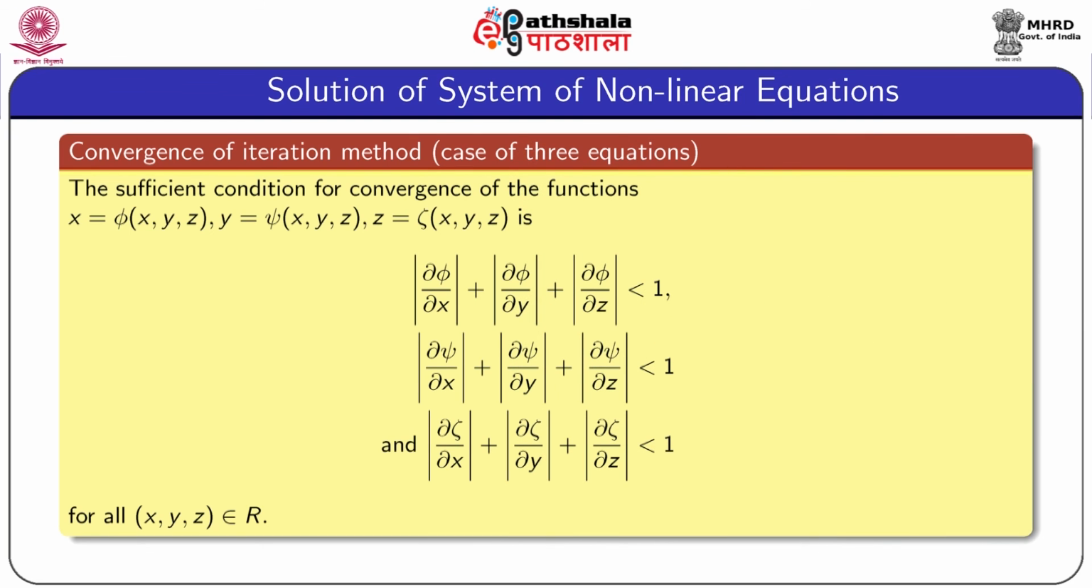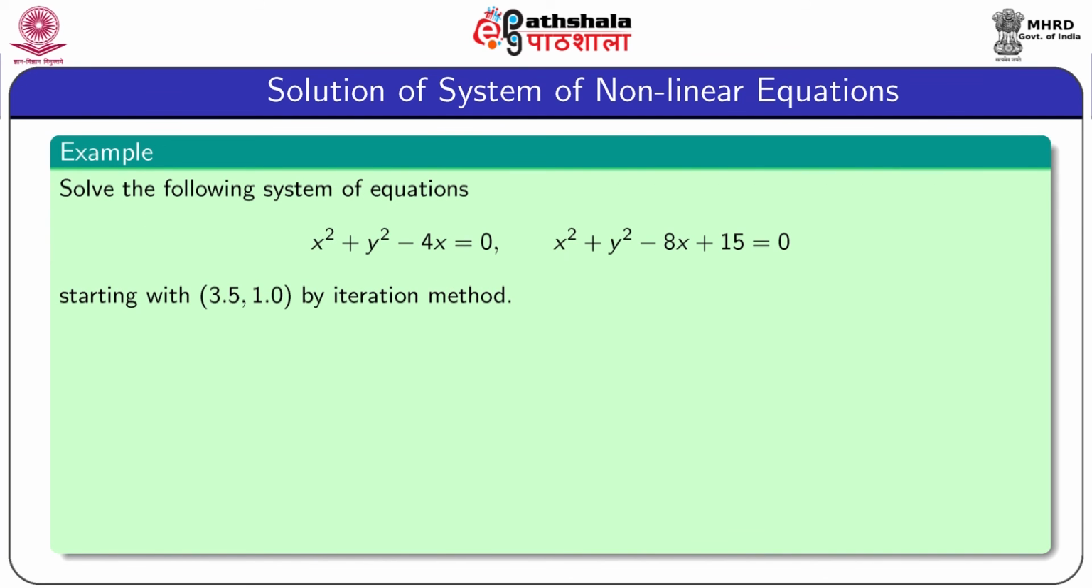In case of 3 variables, the sufficient condition for convergence of the functions x equal to phi of x, y, z, y equal to psi of x, y, z and z equal to zeta of x, y, z is that the absolute value of the first derivative of phi with respect to x plus the absolute value of the first derivative of phi with respect to y plus the absolute value of the derivative of phi with respect to z is less than 1. Similarly, the condition is true for the other functions psi and zeta, and this condition must be satisfied for all values of x, y, z within the region R.